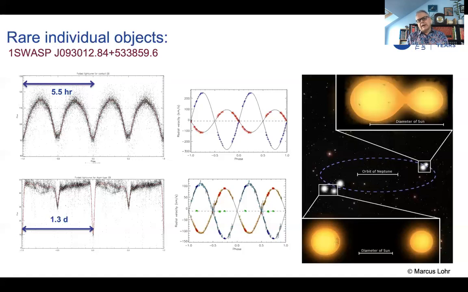Now, that wasn't even the end of the story. We then went away and took spectra of the stars in this system. That means taking the light from the stars, spreading it out into its constituent wavelengths or colors, and seeing how that varies with time. And what we found there was that the spectral lines due to the different chemical elements in the atmospheres of the stars were shifting backwards and forwards in wavelength, with the 5.5 hour period in one case and with the 1.3 day period in the other case.